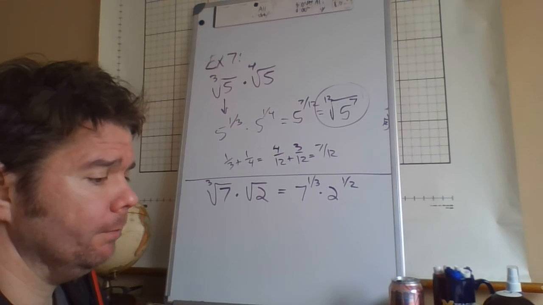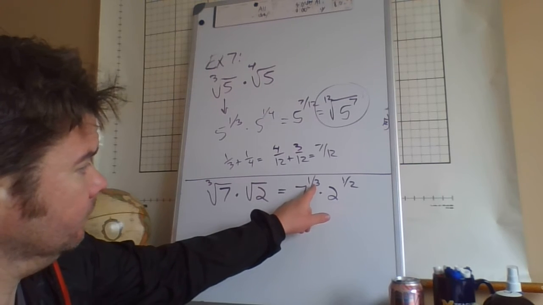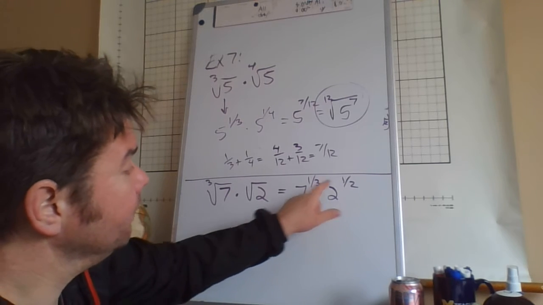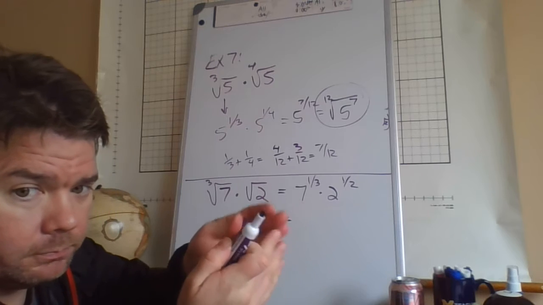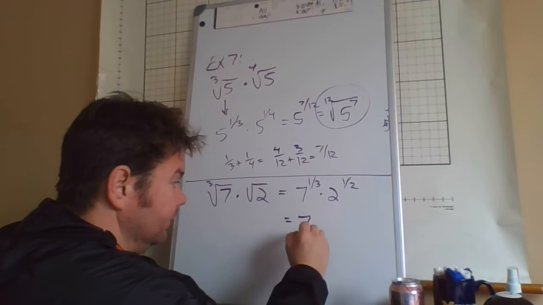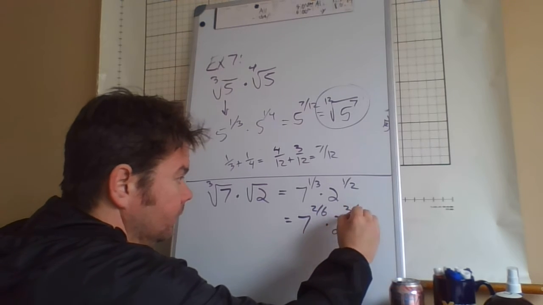Right? It's not super helpful. Okay, here's what I'm going to do. I'm going to convert these into fractions that have the same denominator. So check this out. I'm going to get 7 to the 2/6 times 2 to the 3/6.